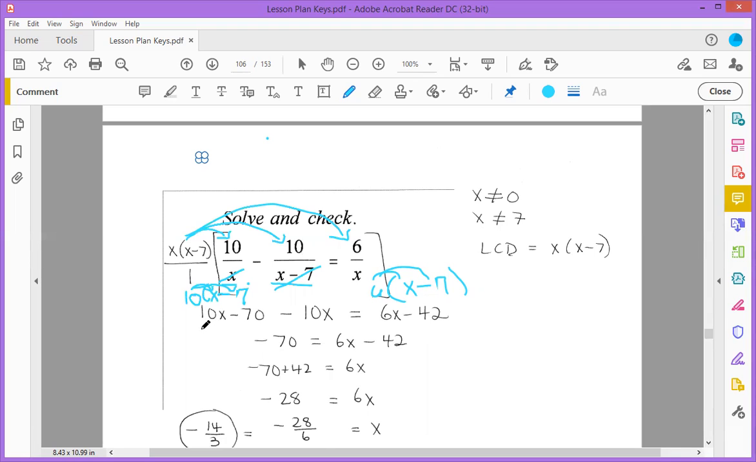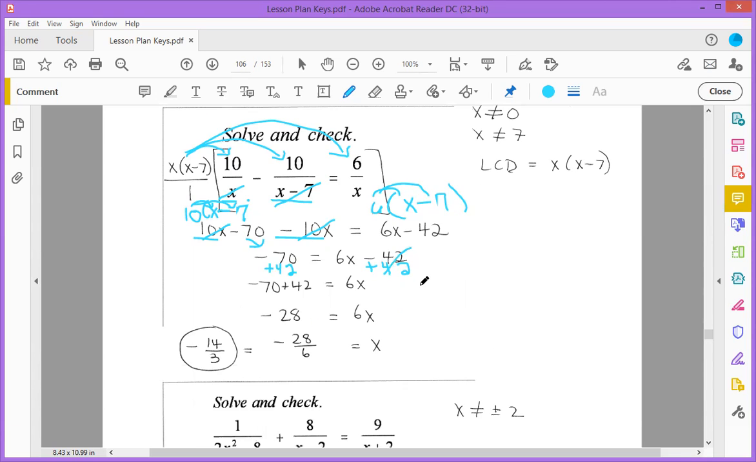So we'll combine like terms here. On the left side of the equation, notice we have 10x minus 10x. That's going to cancel out the x term. We'll carry down our negative 70 equals, and on the right side of the equal sign, we had 6x minus 42. Now we're going to solve by adding 42 to both sides of this equation. The 42 is going to cancel on the right side, and we carry down our 6x. On the left side, negative 70 plus 42, we get negative 28 equals 6x.